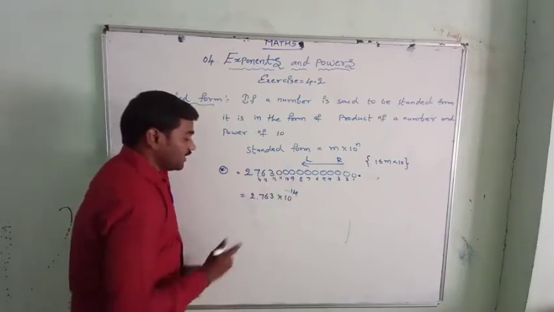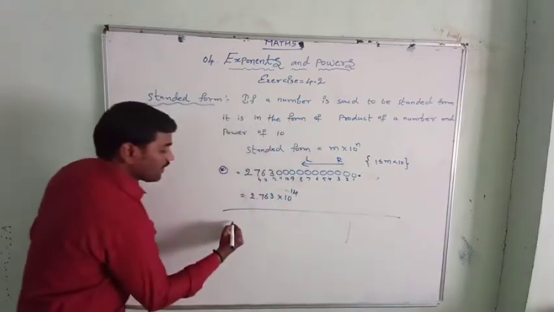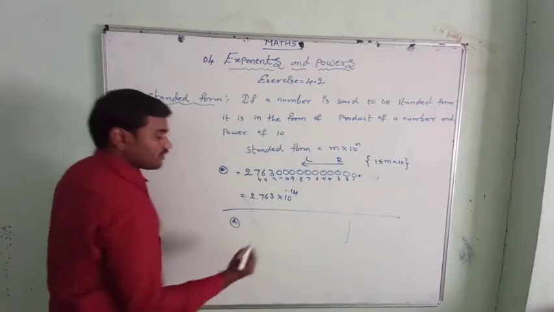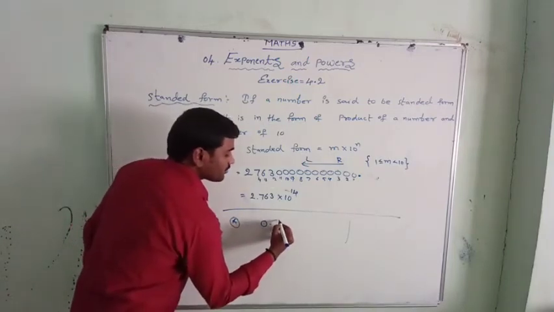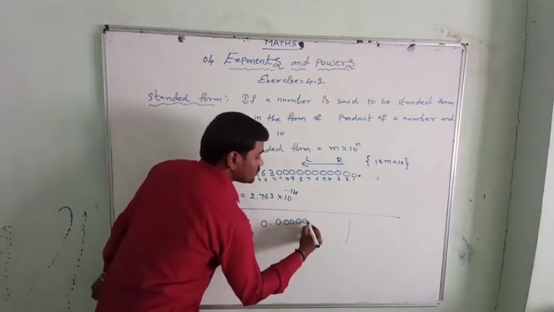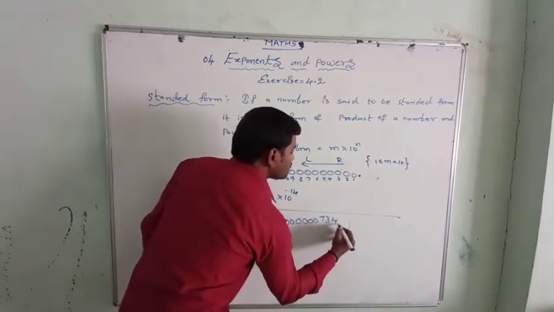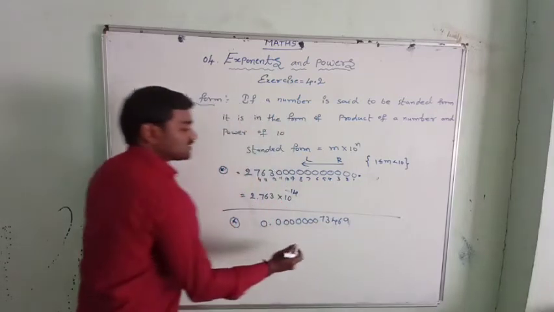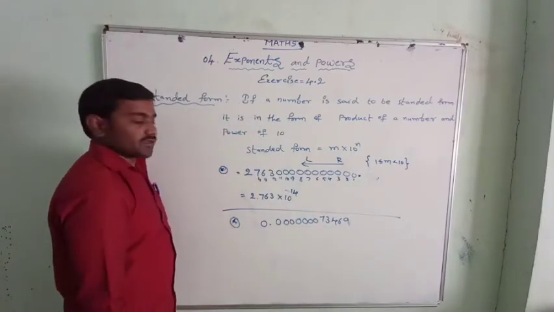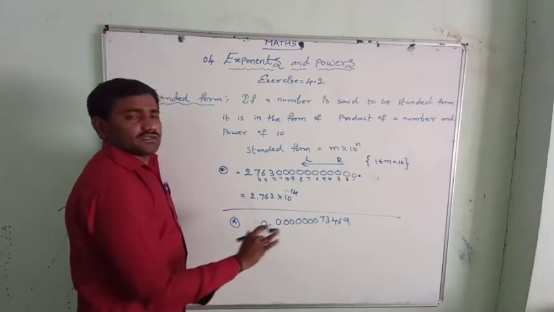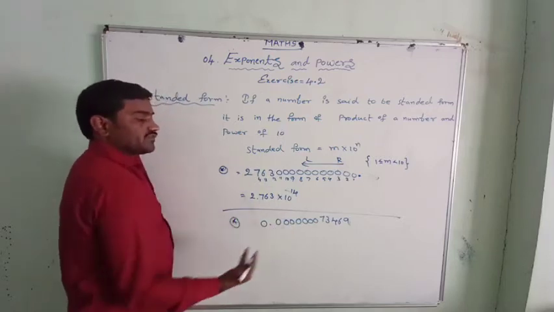In the same way, let me give you one more example. Usual form. Suppose 0.0000000734669 is a number. This is also a usual number. Can you read this now? It is difficult, so in a very easy way we can read it.